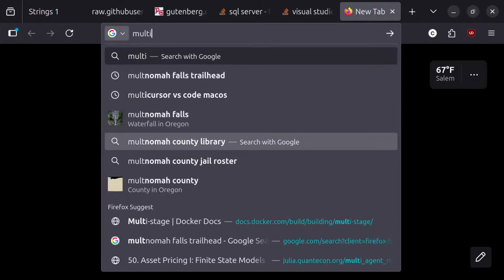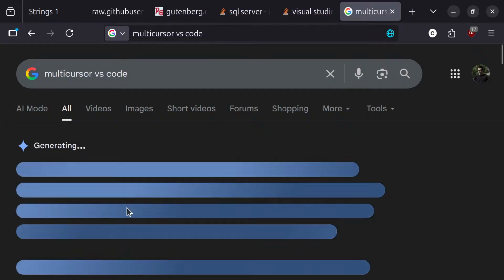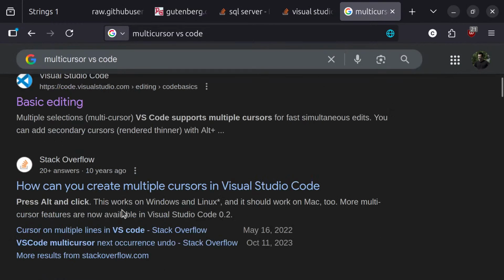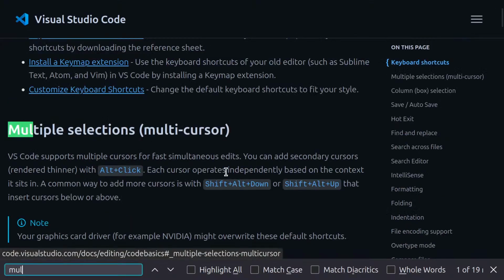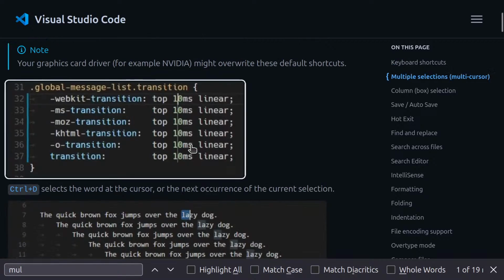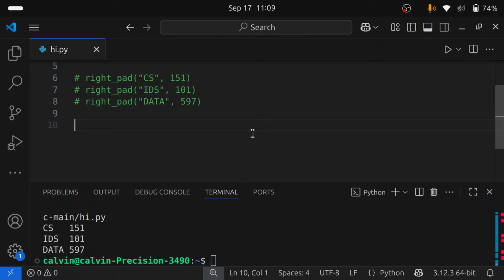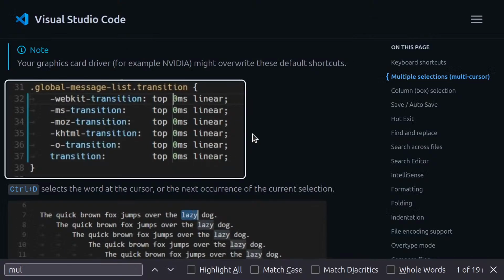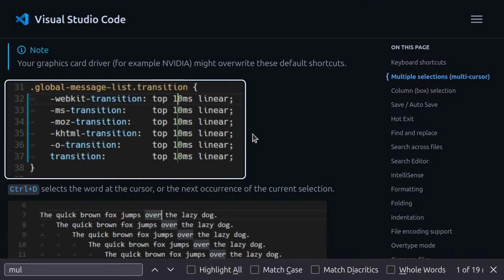How would I know how to? Multi-cursor, VS Code. If you're looking for a fun thing to do, skip the AI-generated summary. Just go right down here and click on a link, and then type multi-cursor. Woo! Multi-cursor. Okay. Oh, that actually looks super rad. Look at these examples. The quick brown fox jumps over the watchful dog. Incredible. Watchful. Well, it was lazy, and they changed it. Actually, there's a silent Z in watchful. It's also invisible.